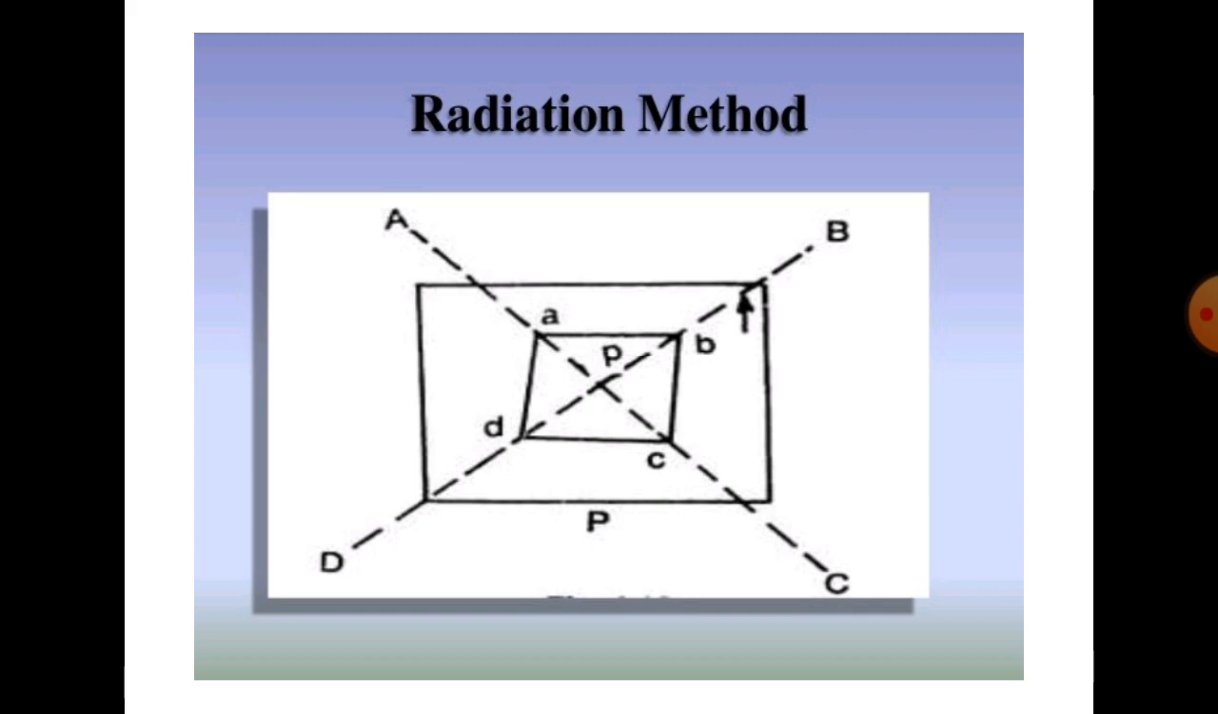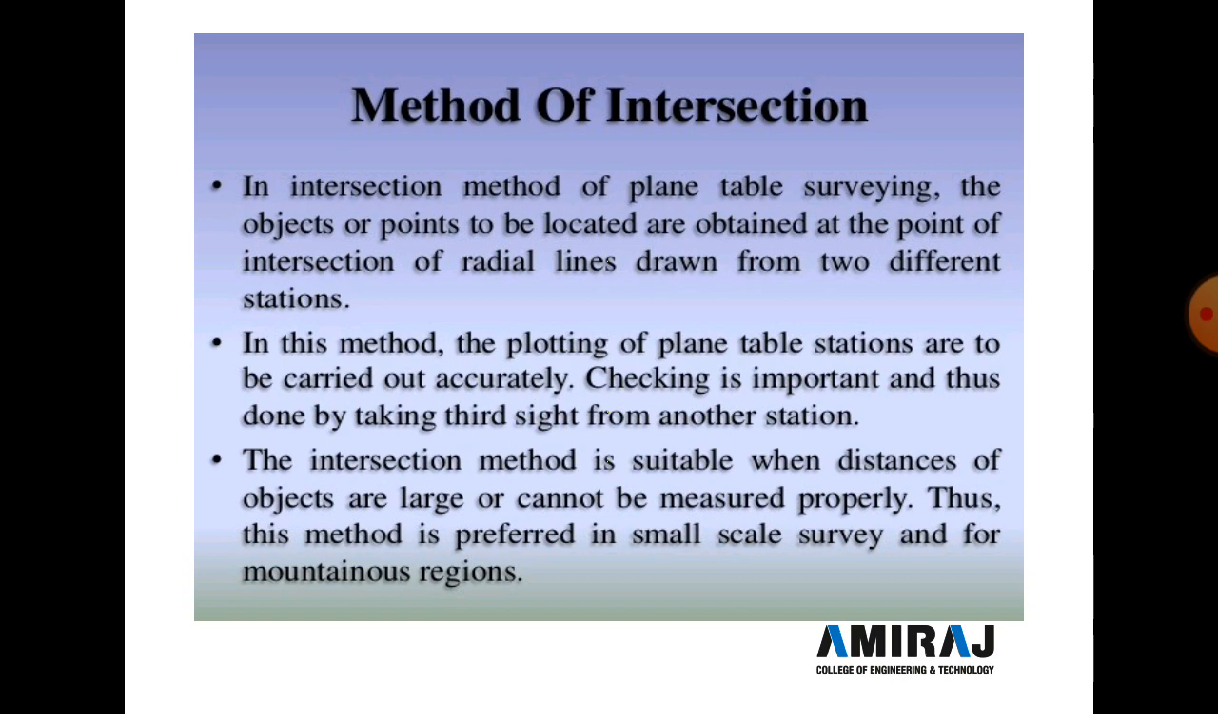So in the radiation method, this area A, B, C, D is directly drawn on the paper as small a, b, c, d. Clear? So this method is the simplest method in plane table surveying.